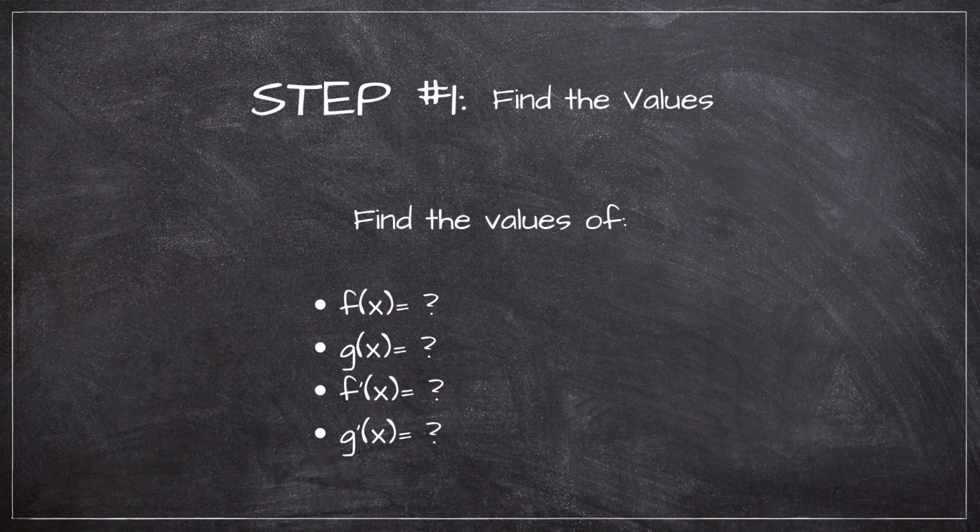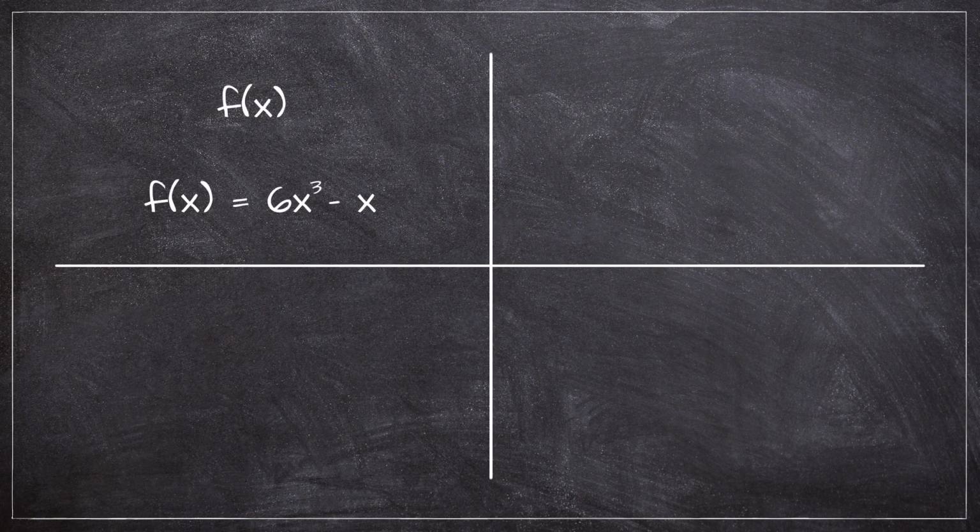Step 1. We need to find the values of f of x, g of x, f prime of x, and g prime of x. The value of f of x is the given numerator, which is 6x cubed minus x. The value of g of x is the given denominator, which is 12 minus 20x.